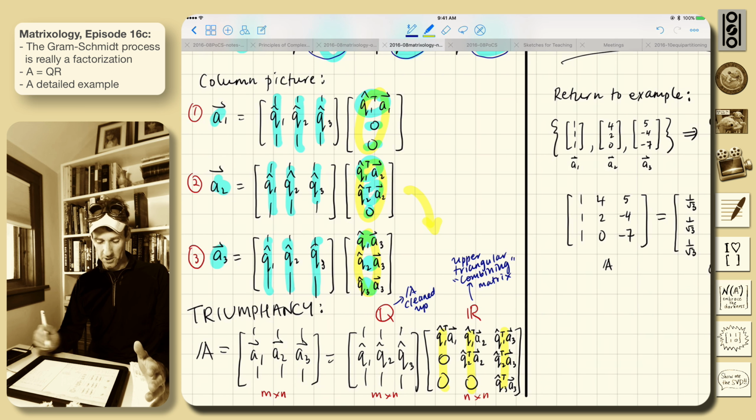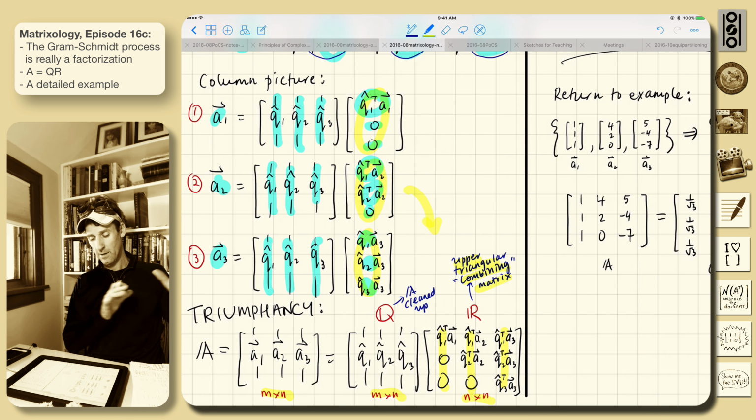It's pretty great. So in general, A is an m by n, Q is an m by n, and R is an m by n. So R is a combining, it's an upper triangular combining matrix. So we had a lower triangular one for LU on the left. This is an upper triangular one on the right, and it's combining these columns to give us A, which is columns, right?